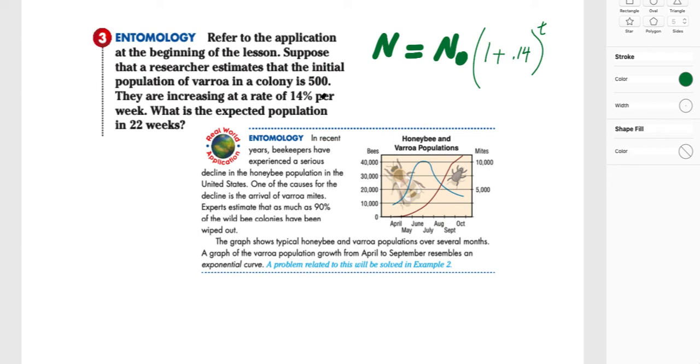So we've got 14% per week. We're looking at T weeks. So in this case, T refers to weeks. And so we start off with 500. We want to know what we're going to have later on.